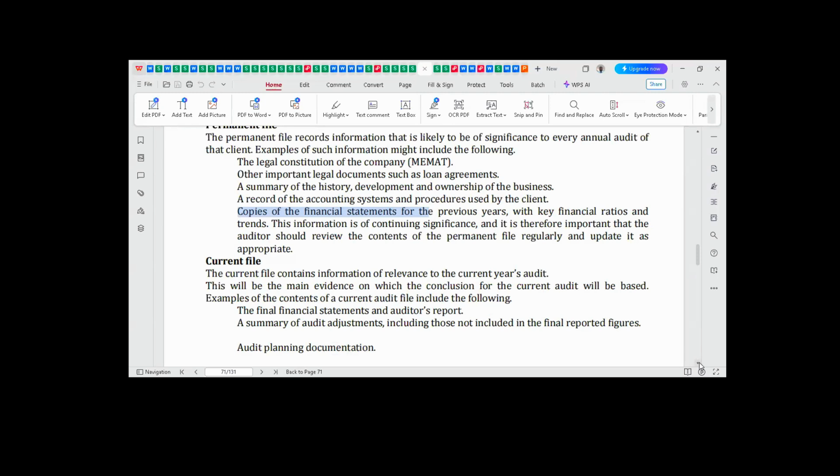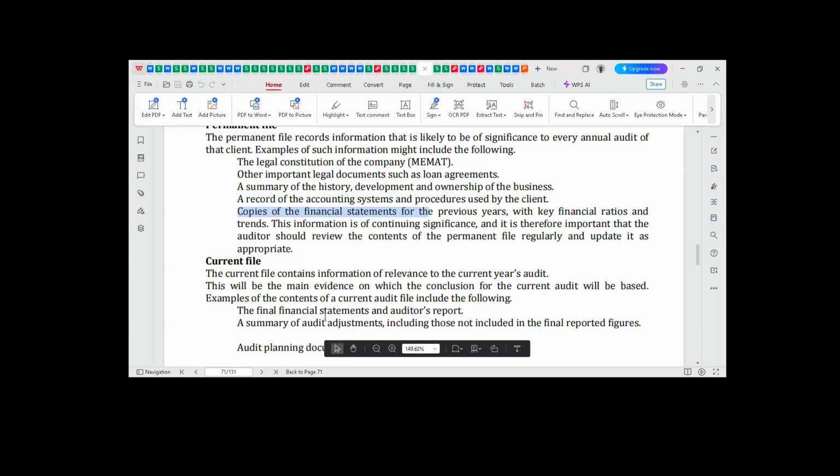We go to the second type of audit working paper, which we call the current audit file, or current file. Okay, now this one is different from the permanent audit file. The reason is that this contains information that is relevant to the current year's audit, the audit that you are doing currently. All the information that you need is contained in that particular file. So some of the information in that file include the final financial statement and the audit report. That is the audit report for the year under review and the financial statement under review will be contained in the current audit file. Okay.